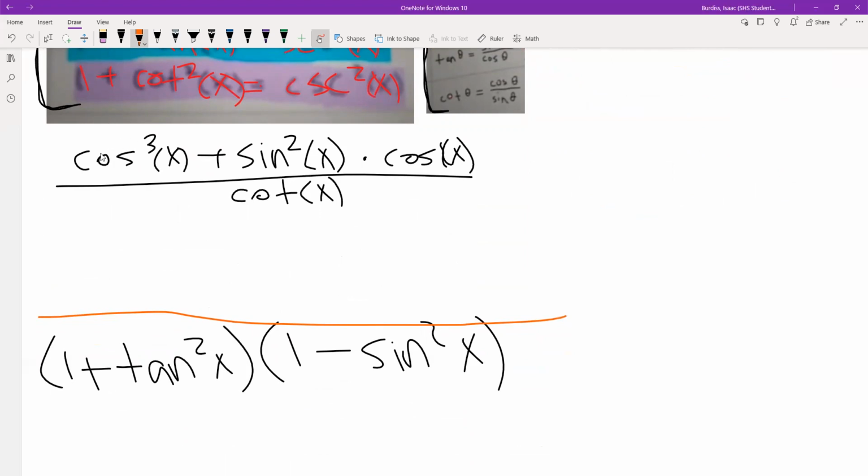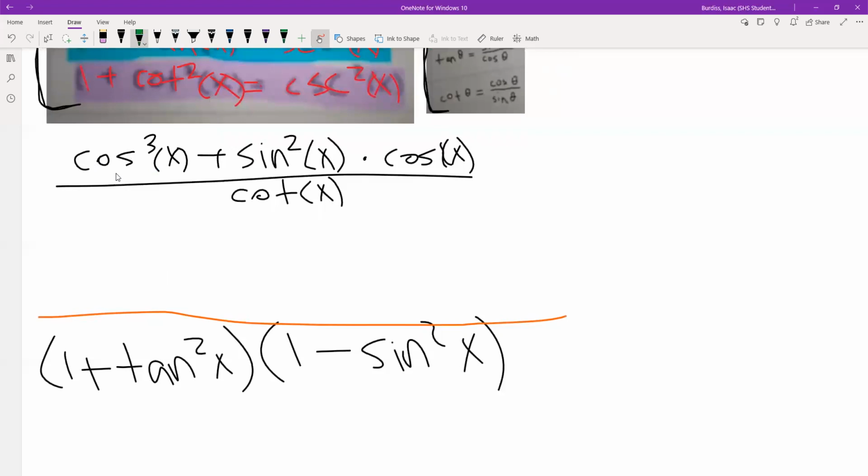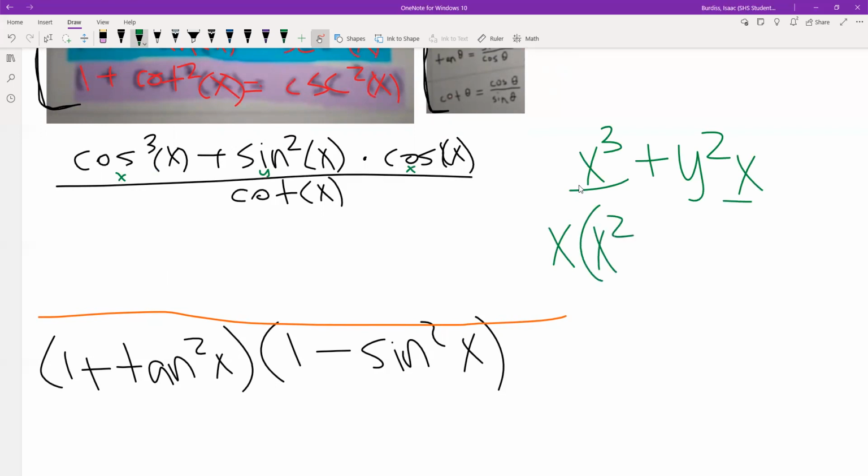So let's just replace these with letters like x and y that seem simpler. Let's just call the cosines x, and we'll call this y. We'll just do that for now. So that changes it to something that looks a lot simpler: x cubed plus y squared times x. Well, that seems easy to factor, hopefully. You can just divide out an x because there's an x in both. So it would actually be x, and then that would end up being this.